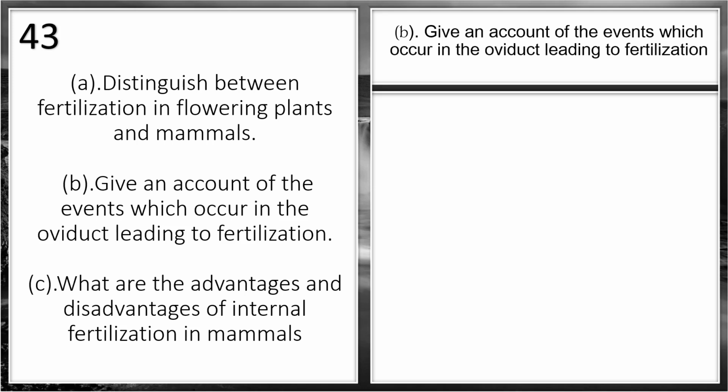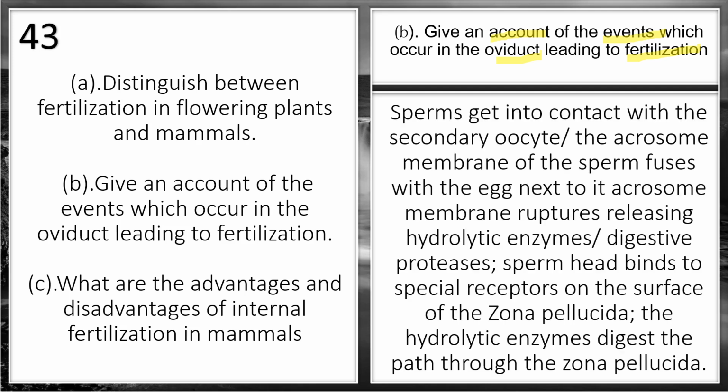Part B. Give an account of the events which occur in the oviduct leading to fertilization. Sperms get in contact with the secondary oocyte. The acrosome membrane of the sperm fuses with the egg. Next, its acrosome membrane ruptures, releasing the hydrolytic enzyme or digestive protease.